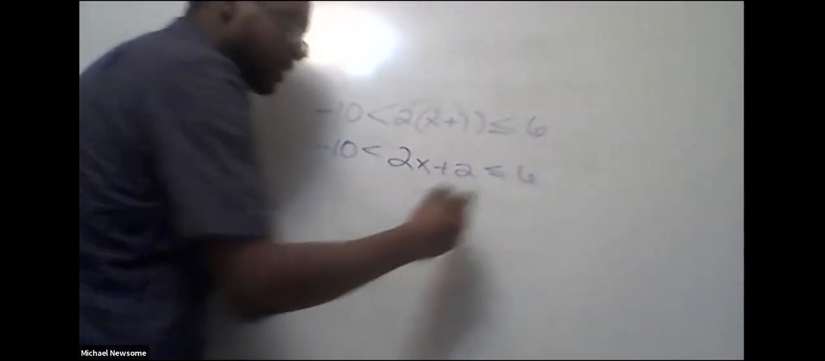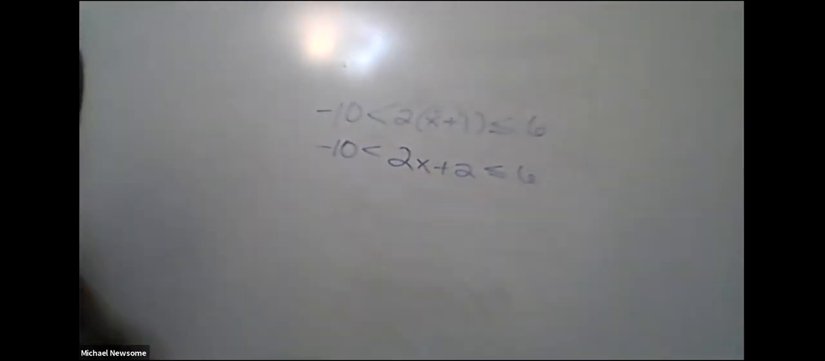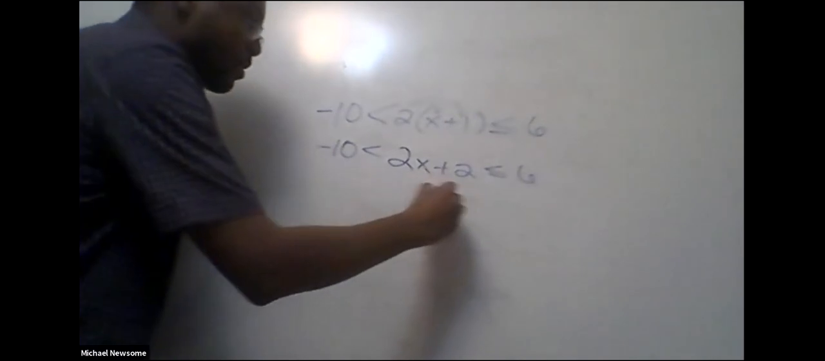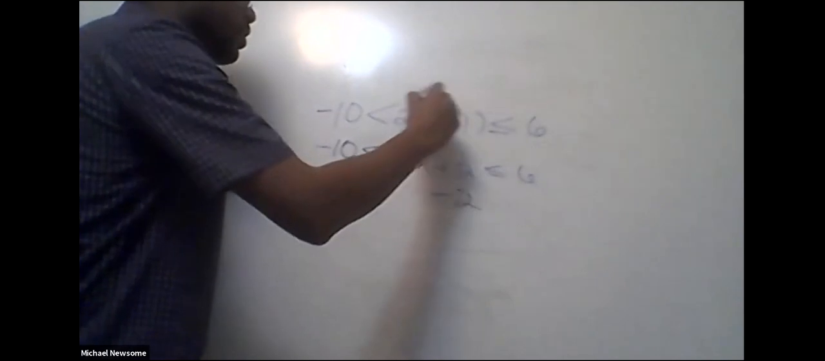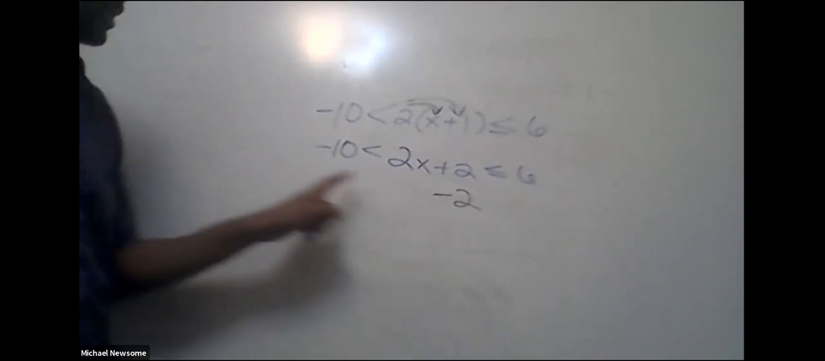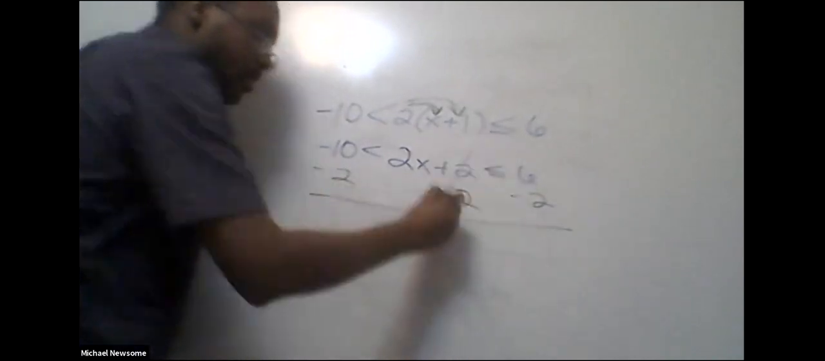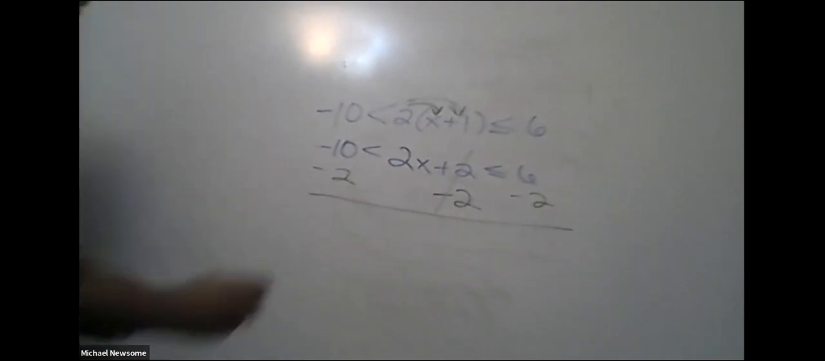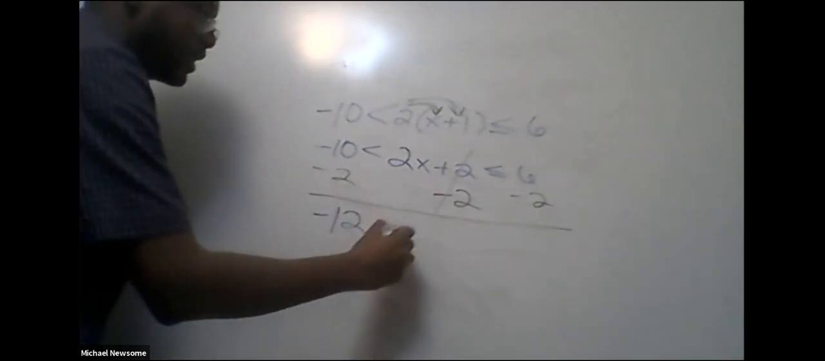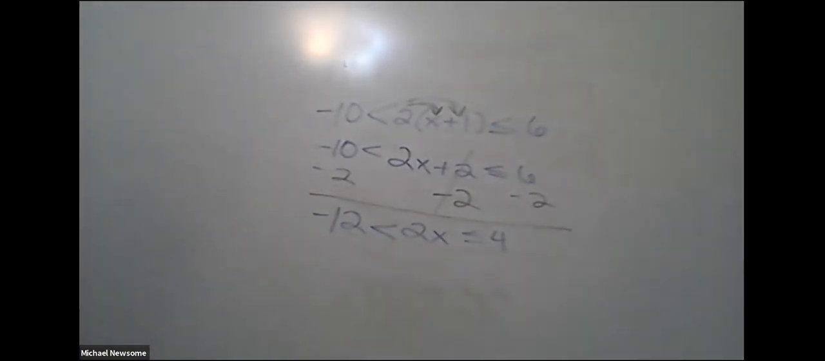I'm going to subtract 2 from this side. Minus 2 from that side. Let me put it in black. Minus 2 from that side. That's legible. All right. So I'm going to do minus 2 from that side. If I do it to this side, I have to do it to that side and that side. My calculator will tell me what to do. Negative 12 less than 2x less than or equal to 4. And then I've got one last step to do.